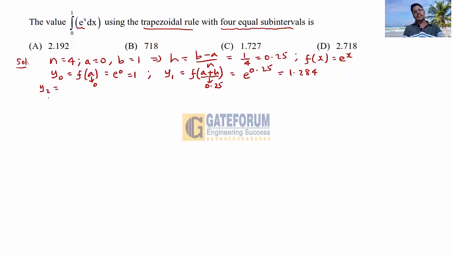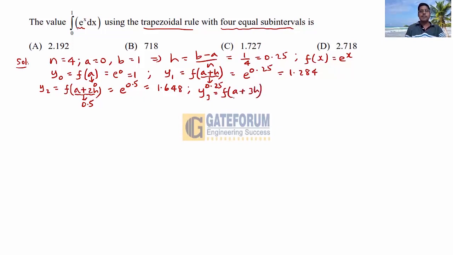We have to continue calculating these ordinates y values till we get y4 value, because n is equal to 4. So y2 is equal to function value at a plus 2h. A plus 2h value becomes 0.5, which is nothing but e to the power 0.5. So approximately up to 3 decimal places, 1.648. Y3 is equal to function value at a plus 3h. A plus 3h value is 0.75, which is nothing but e to the power 0.75. So approximately up to 3 decimal places, this is 2.117.